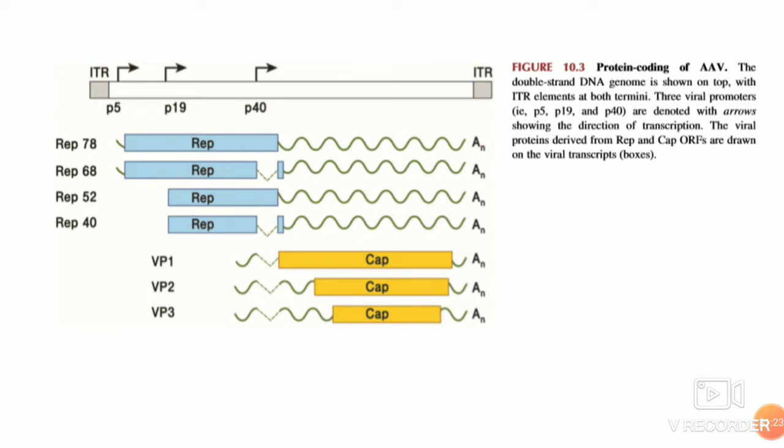So coming to proteins which are coded by this genome, there are two groups of proteins, the rep protein and the cap protein. Cap proteins are structural proteins and rep proteins are non-structural proteins which are important in replication. There are three promoter sites, that is P5, P19 and P40. P5 and P19 produce the rep proteins, through alternative splicing. They produce four proteins, that is rep 78, rep 68, rep 52 and rep 40. And the P40 promoter produces the structural proteins, that is VP1, VP2 and VP3.